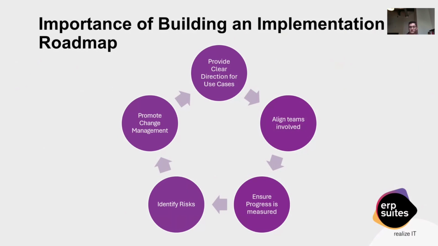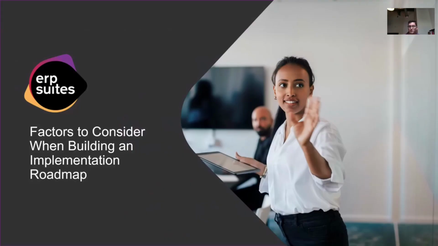So I just wanted to highlight these 5 key important aspects of building out an implementation roadmap before we actually get into the factors of that. So with that, I'm going to transition into the factors of building an implementation roadmap. And I will tell you it's a long list, but don't be discouraged. I hope my example helps alleviate some stress and gives you a little bit of peace of mind when starting to build out an implementation roadmap.